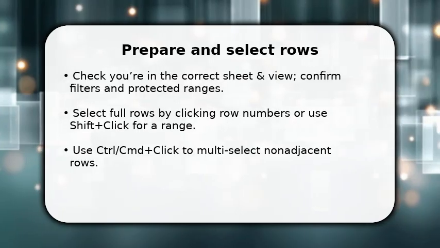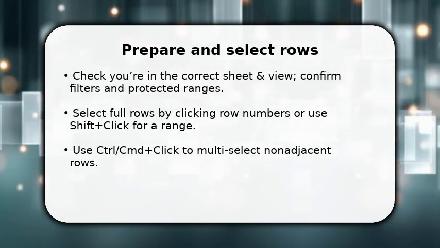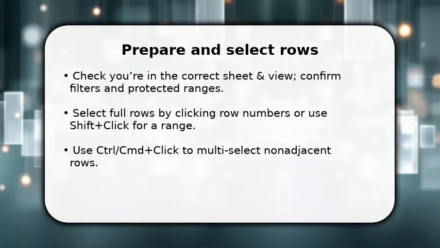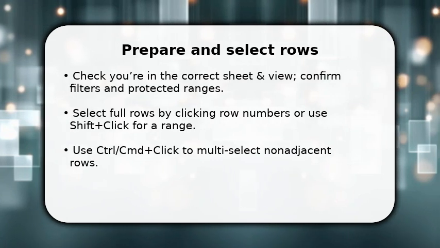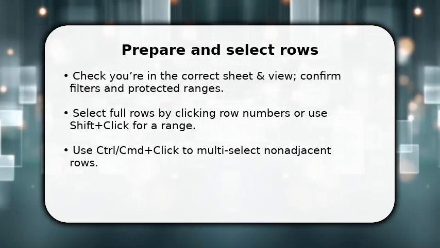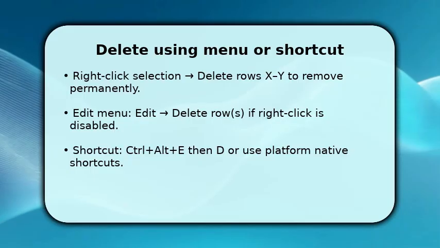Once selected, pause to scan the row headers and data. This prevents accidental deletion. Make sure to check any filter views, because deleting while filtered can hide which rows you're actually removing. Now execute the deletion.